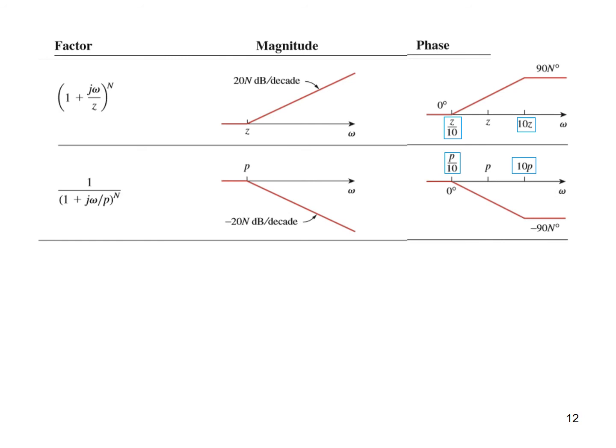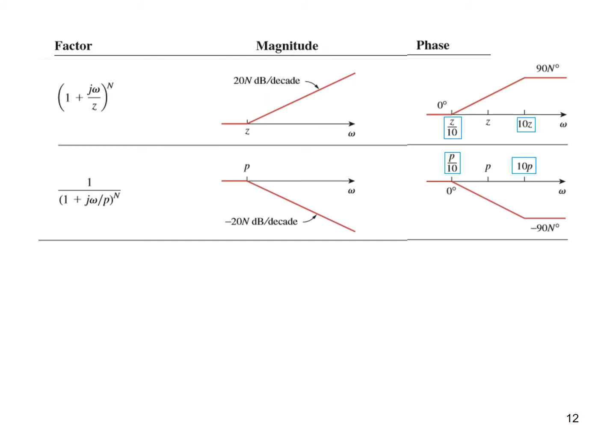And if it is not at the origin, if it is of the form 1 plus j omega, then it will be 0 up to what is called the corner frequency, or breakout frequency. At the breakout frequency, it will make a slope with the same formula, 20 dB per decade, or if it is squared here, then it will be 40 dB per decade.